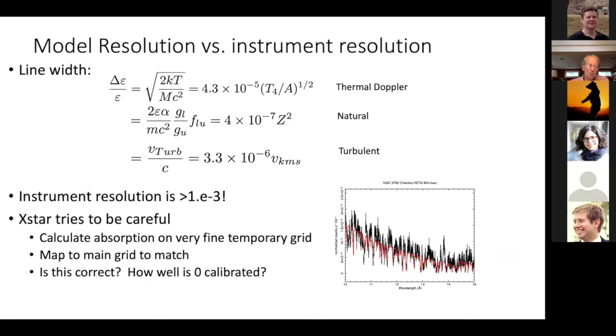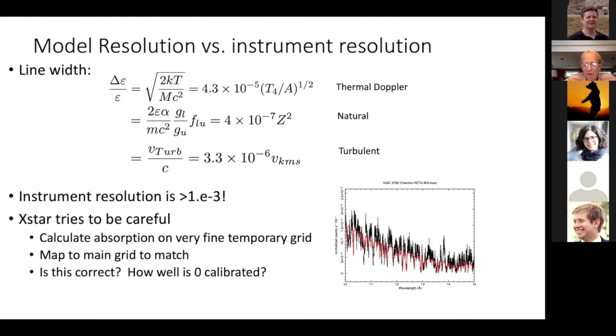Whereas our instruments have resolutions of 1,000 at best. And so if you're fitting absorption spectra, even the very best absorption spectra that we've obtained with HETG, you're fitting what are likely to be intrinsically very narrow features to unresolved features in your data. And this is a problem from 3 different points of view. First, the spectral fitting point of view.